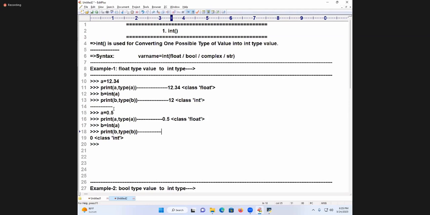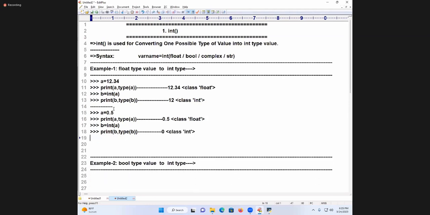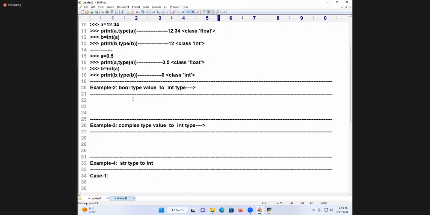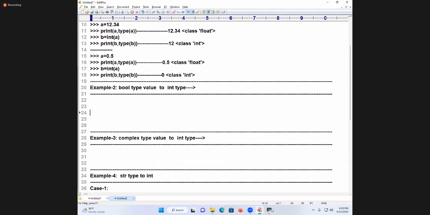This is called which conversion to which conversion? Possible or not possible? Possible. I am writing possible, but all things are not possible, students. Certain things are possible. Take care. Next is bool type to int type. Carefully understand, try to get an idea now.